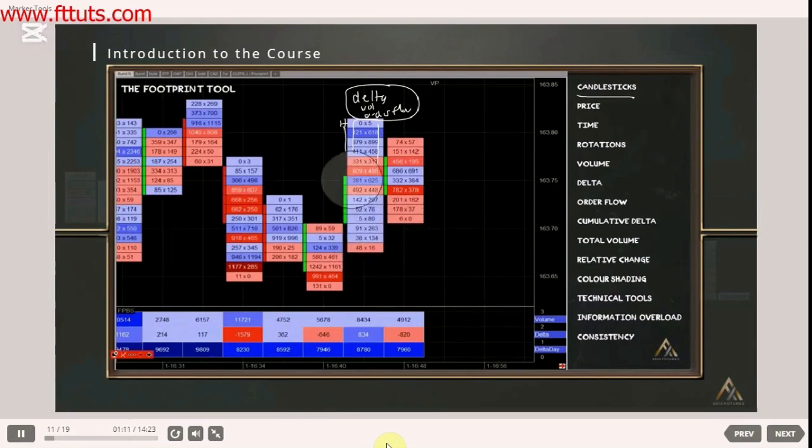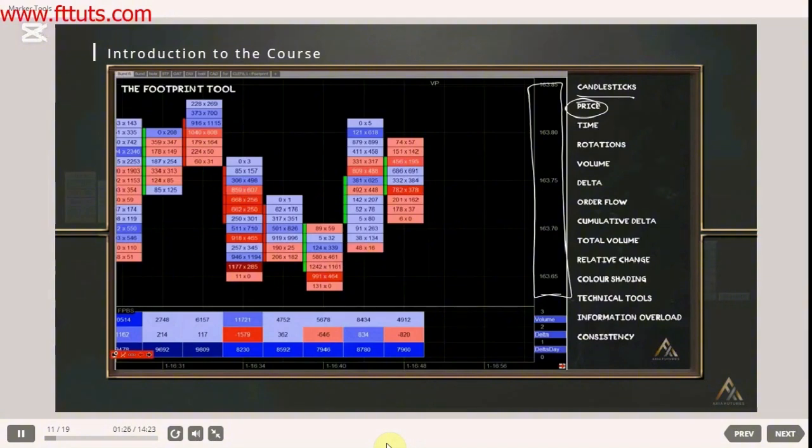Okay, so with that in mind, let's drill into the footprint chart and look at all the various elements as we discussed in the previous slide. First things first, price. As we can see, price is being depicted on the right side of our chart. Every one of these segments is occurring at one price. So this would be price point 70, 71, 72, 73, etc. So we can obviously see the footprint over a number of prices.